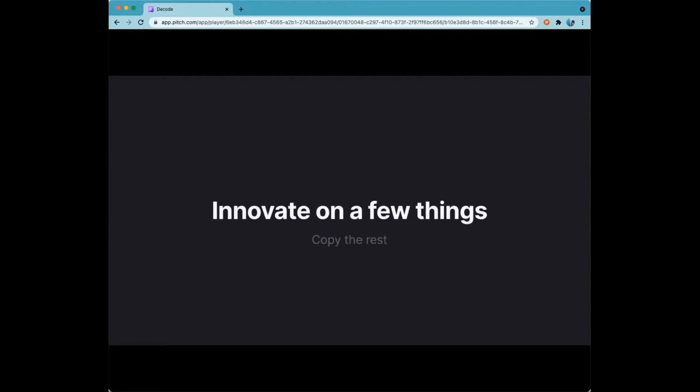Okay, so that leads to the second theorem, which is a recommendation. Again, these are all recommendations, they're heuristics, they're not scientific facts, and I really don't think anything in business is. So remember that, and you can't apply everything in every situation. But anyways, innovate on a few things.